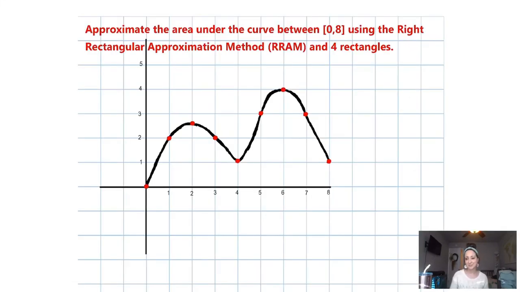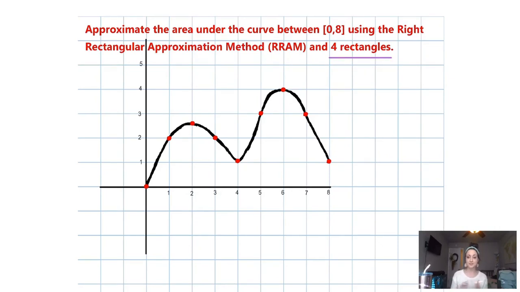Okay, so hopefully you have your blank notes from class. You can go ahead and pull those out. We'll fill these in together. So the first one says approximate the area under the curve between 0 to 8 using the right rectangular approximation method, or RRAM, and 4 rectangles. We'll assume the rectangles are of equal width, okay?